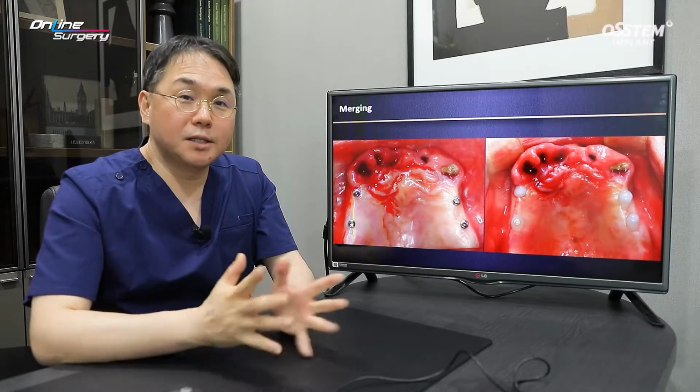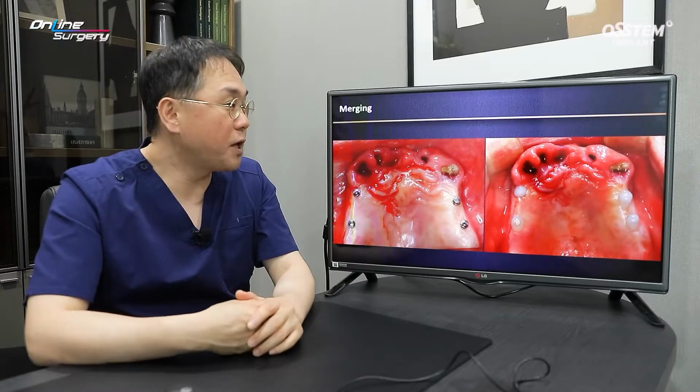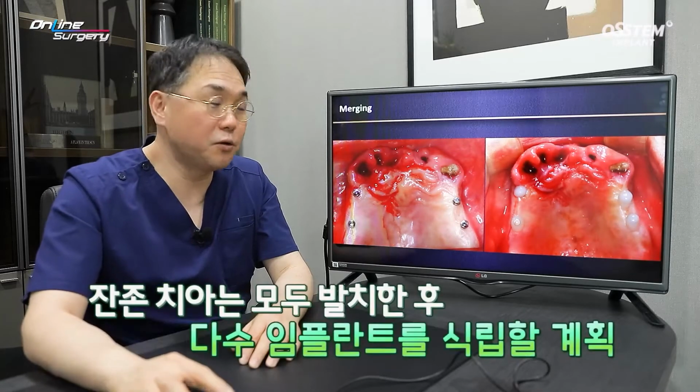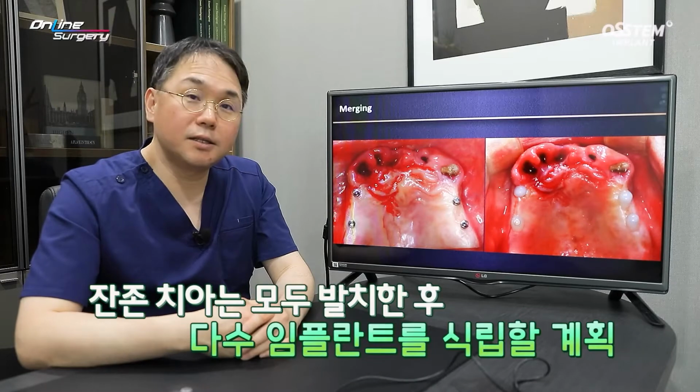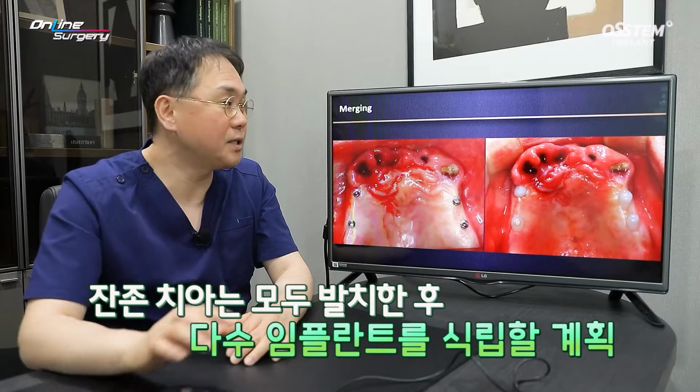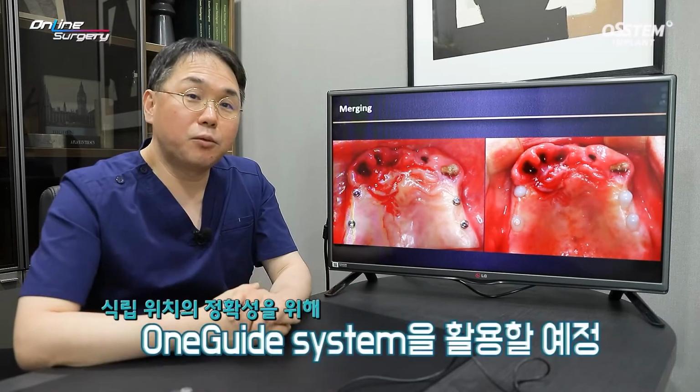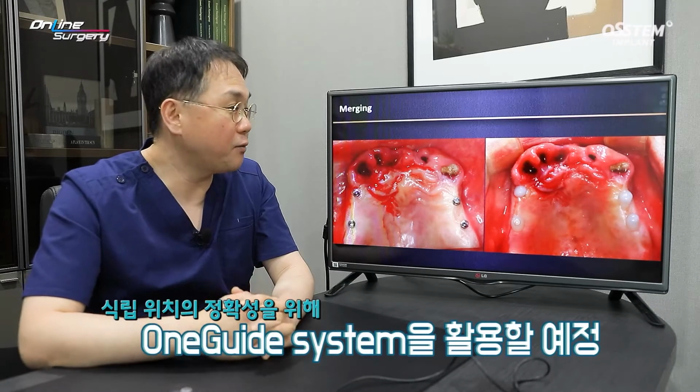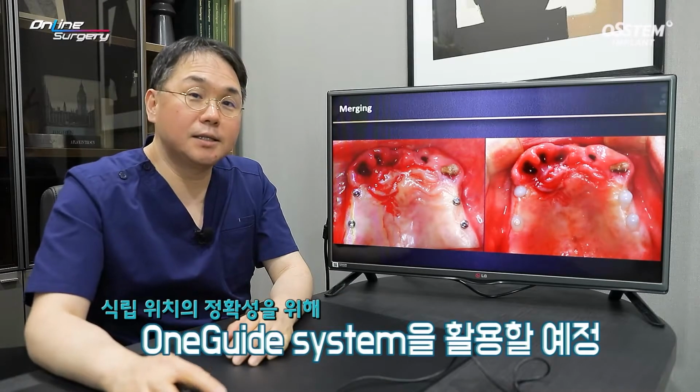The plan was to remove all residual teeth in the upper and lower and to restore with implant. The patient wanted fixed prosthesis, so multiple implants were planned. In order to get ideal positioning, I decided to use the OneGuide system.